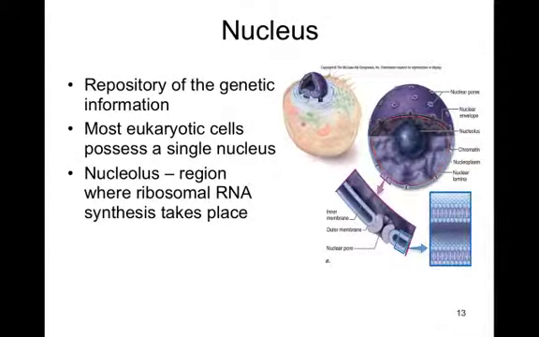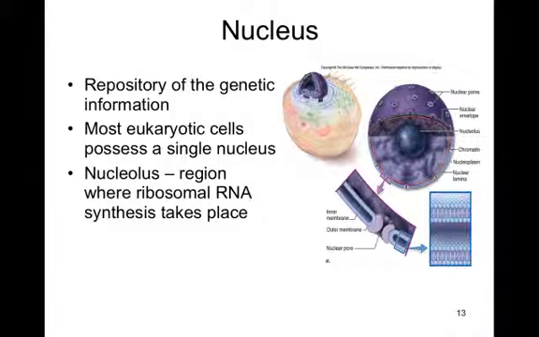Let's begin by looking at the nucleus. The nucleus is the repository for all of the genetic information. Most eukaryotic cells possess a single nucleus. However, some possess more than one nucleus. This often results from fusion of multiple cells together, like we might see in muscle cells.